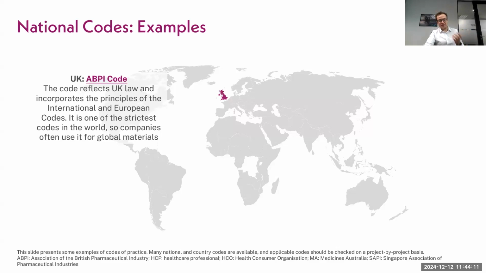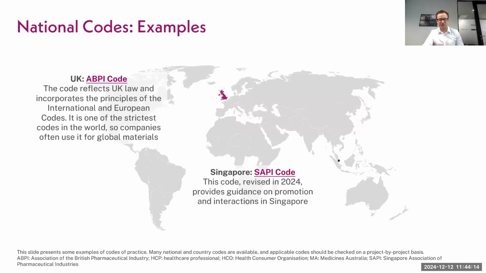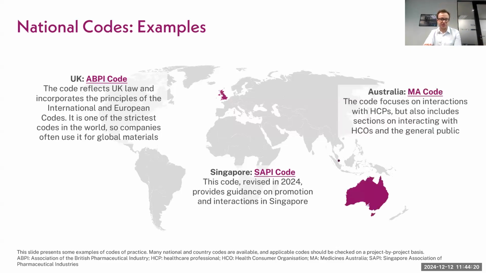There are then, of course, a lot of individual country codes within the region. I've just listed here as examples the SAPI code in Singapore, which was very recently revised, and the Medicines Australia code, and I believe the new version is coming into effect at the end of March next year. These provide quite general guidance on the principles for all of the work we do, and although they generally have a bit of a focus on HCP interactions, they do often cover the principles that govern interactions with the general public and patients to an extent, so they are a good starting point.